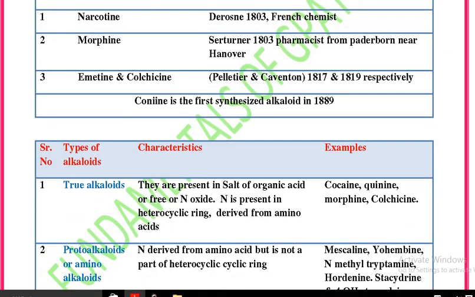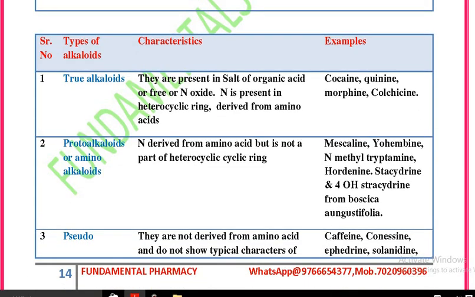Next, what are the types of alkaloids? There are three types of alkaloids: true alkaloids, proto-alkaloids and pseudo-alkaloids. The first one is true alkaloids. What do we mean by true alkaloids and what are their characteristics? They are present as salts of organic acids, in free form, or as nitrogen oxides. Nitrogen is present in a heterocyclic ring and they are biosynthesized from amino acids. Examples are cocaine, quinine, morphine and colchicine. These are examples of true alkaloids.